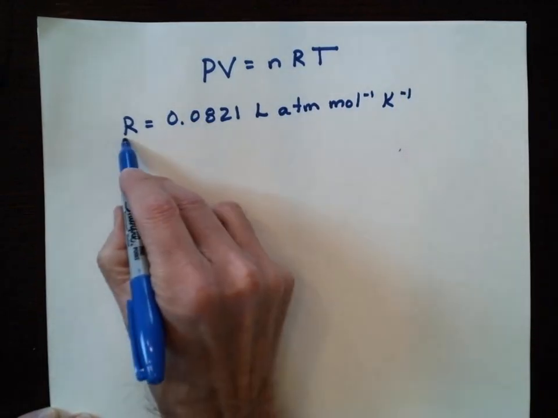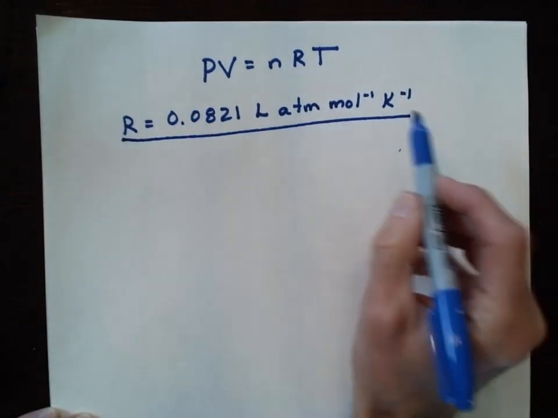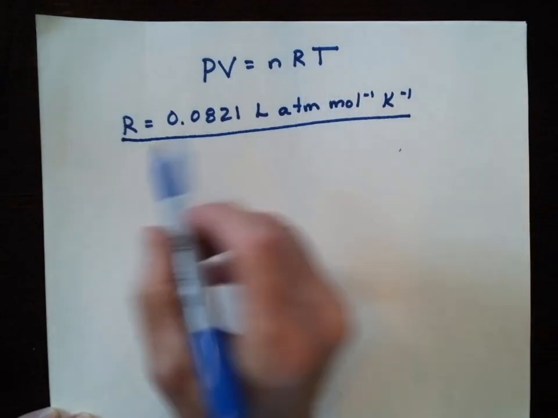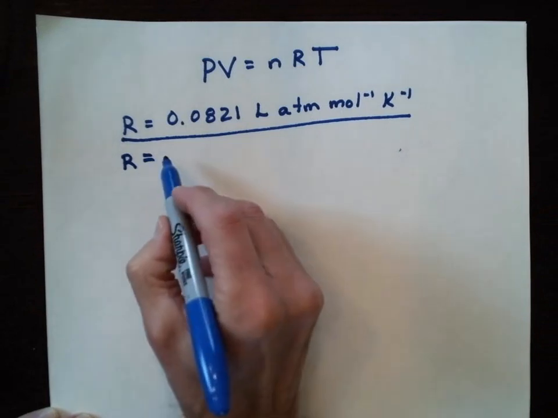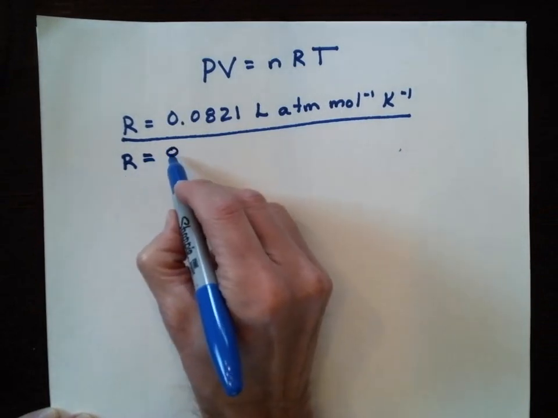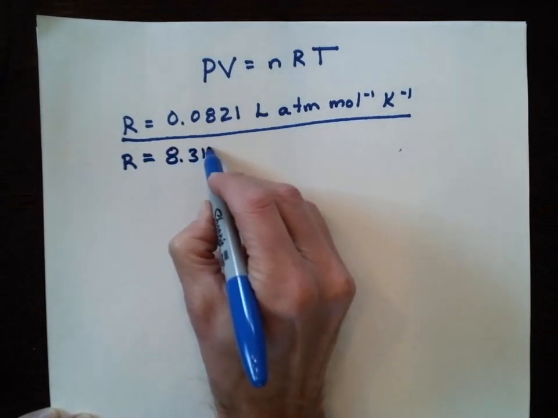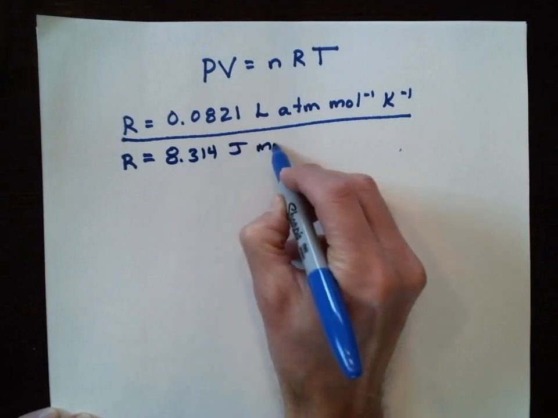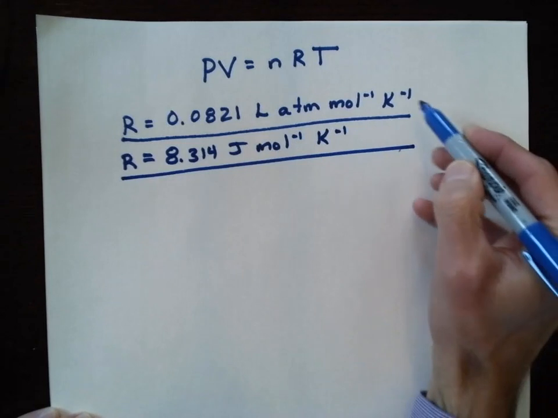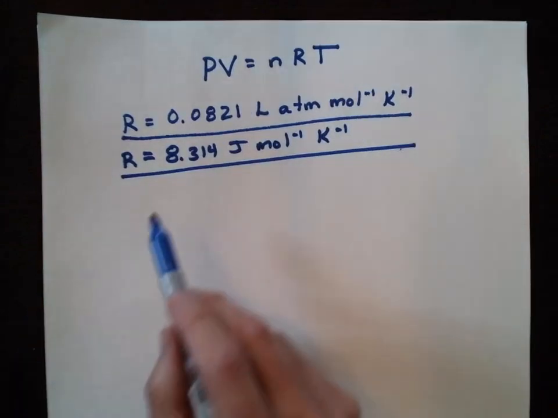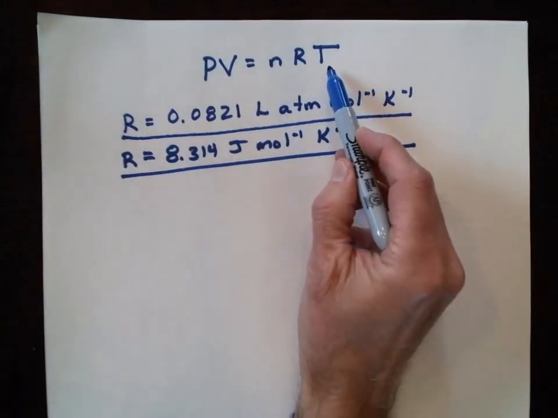I like to call this the chemistry gas constant. You should recognize that there's an equivalent form of the gas constant with different units that we will sometimes use. I'll call this the physics gas constant. This is 8.314 joules per mole per Kelvin. And of course, T is temperature.